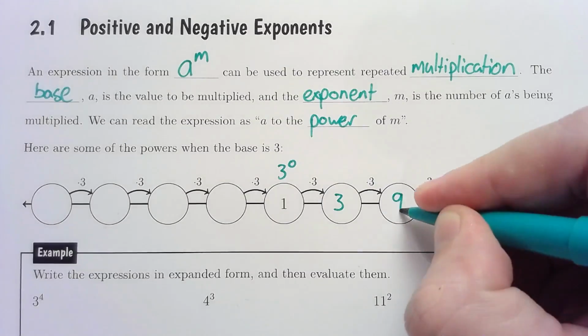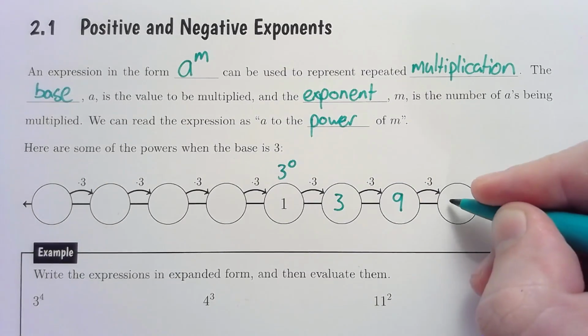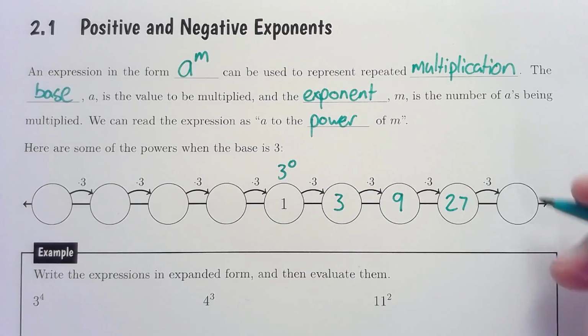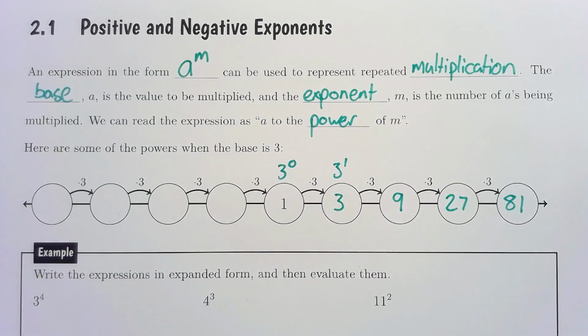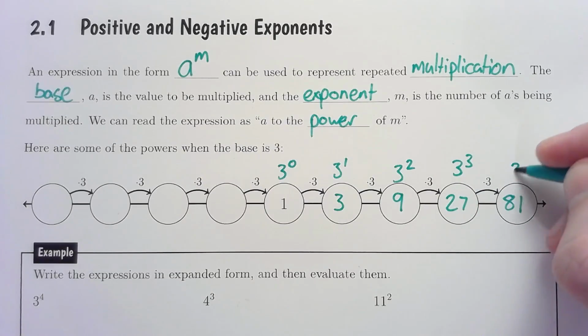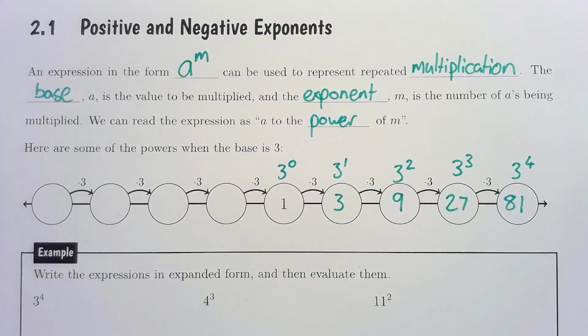Multiply by 3 again, we get 9. We multiply by 3 again, 27. Multiply by 3 again, we get 81. Now, each of these can be written in exponent form instead. So 3 is 3 to the power of 1 because we multiplied by 3 once to get there. 9 is 3 to the power of 2 because we multiplied by 3 twice. 27 is 3 to the power of 3 because we multiplied 3 times. And 81 is 3 to the power of 4 because we multiplied by 3 4 times.